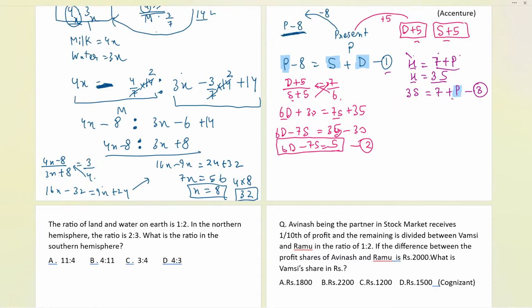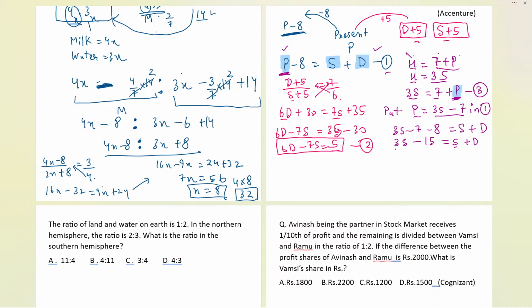How? Just take the value of P, and put this P value into the first equation. So let us put it over here. If I take P out, it will be 3S minus 7. So P is equal to 3S minus 7. And now this we are putting in the first equation. So here only the P value, 3S minus 7, directly in place of P. So 3S minus 7 minus 8 is equal to S plus D. Now it will be 3S minus 15 equals S plus D.